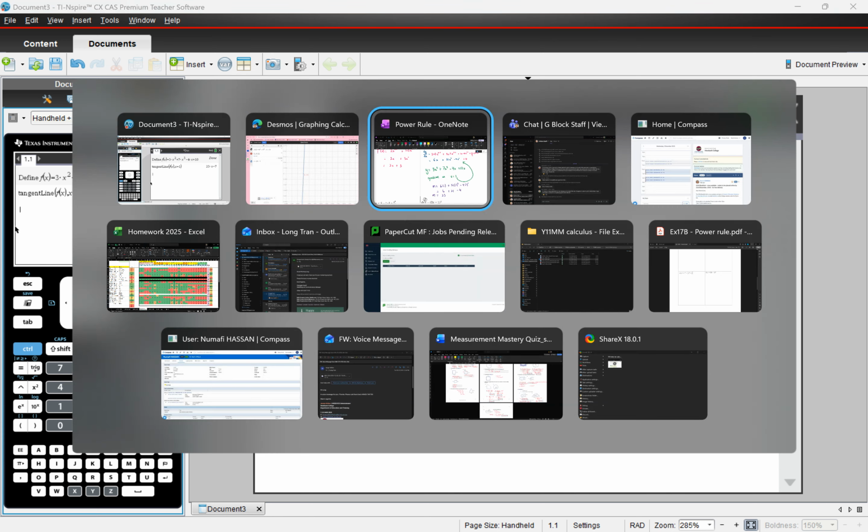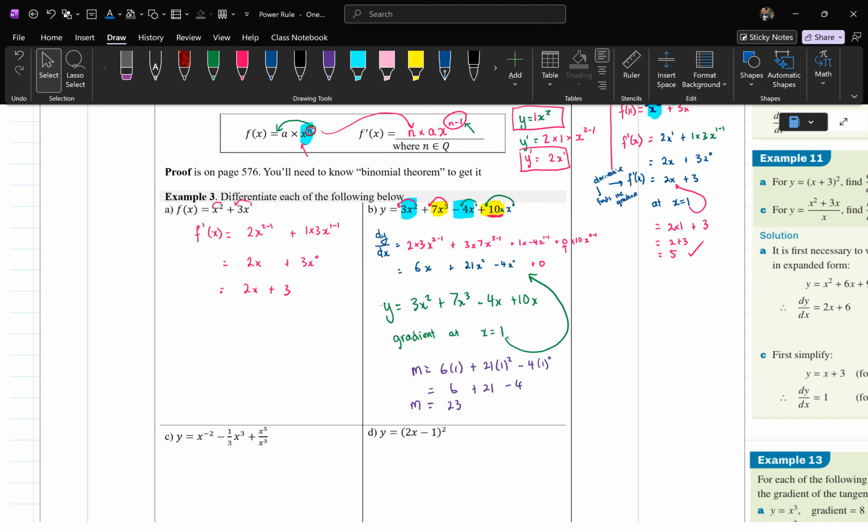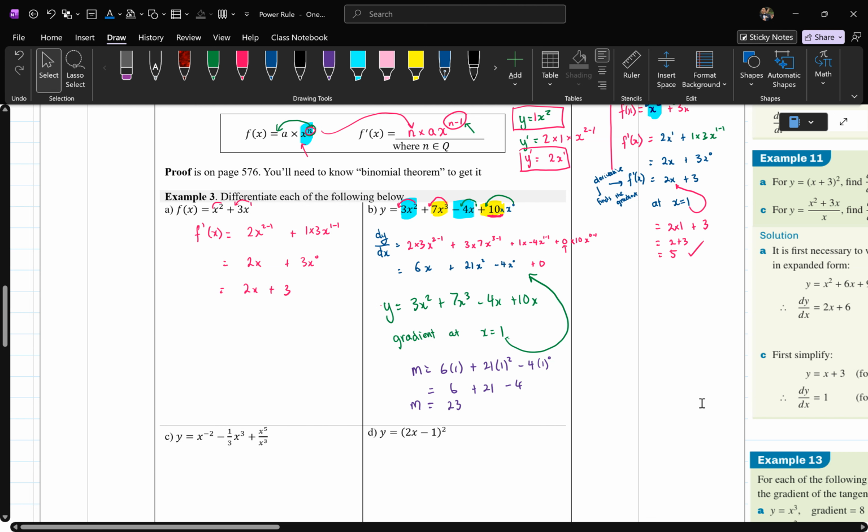I wanted you to learn the power rule. Have a go with these two. That's it for today's lesson. You got about 35 minutes. I'm going to hand out your exams, and you can go in OneNote to look at the solutions. All right, here we go. I'm going to pause the video.